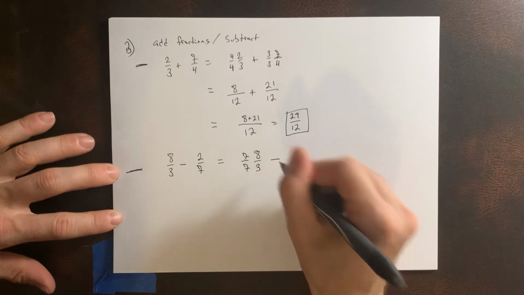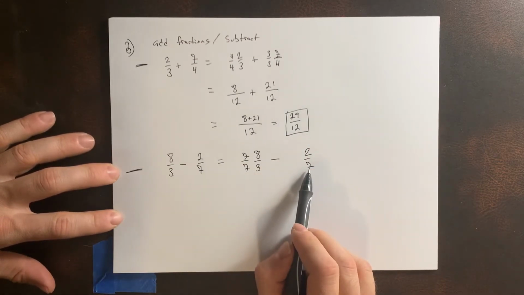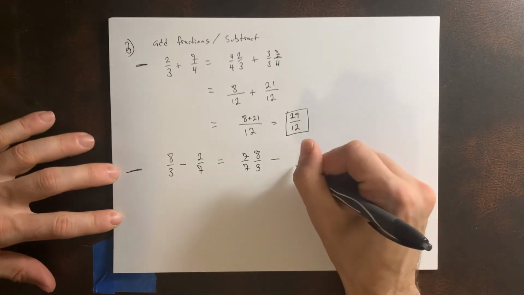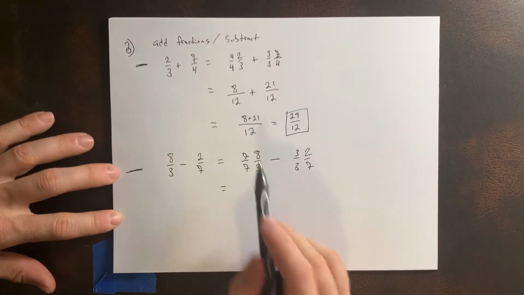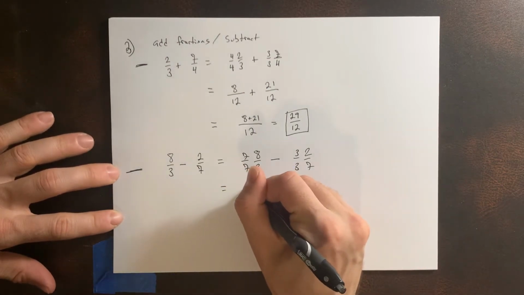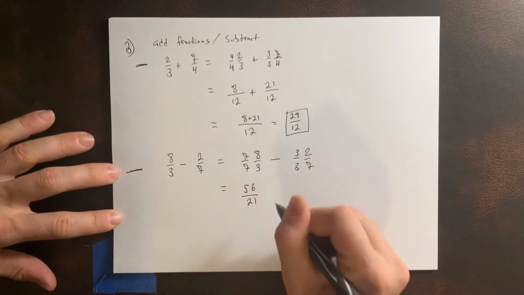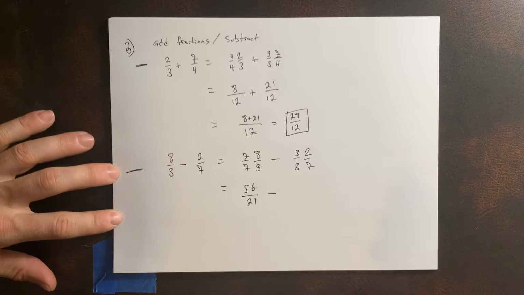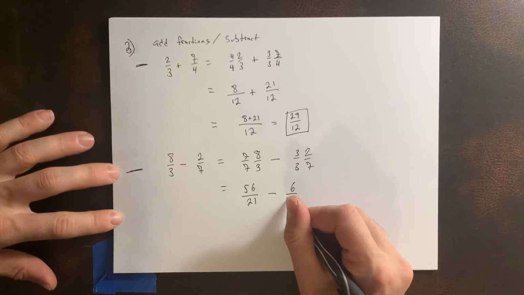We have our minus sign, 2 over 7. And then we could turn the 7 into a 21 by multiplying a 3 on the bottom and then a 3 on the top. So what we end up getting here is 7 times 8, which is 56. 7 times 3 is 21. 3 times 2 is 6. And then 3 times 7 is 21.